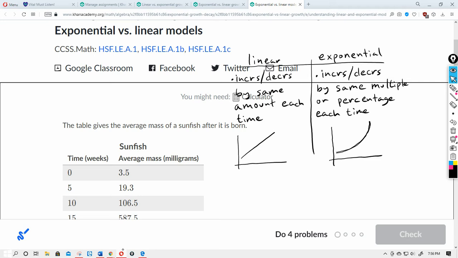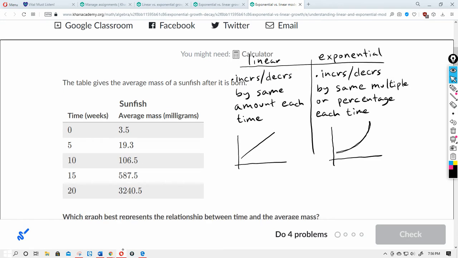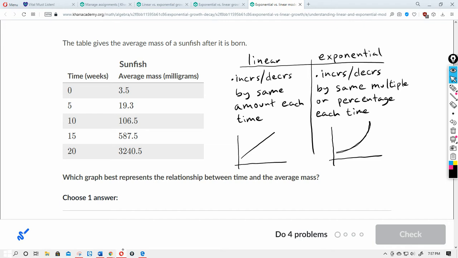Okay, this will be for the con assignment, exponential versus linear models. I took some notes here on the right-hand side as far as linear versus exponential. A linear model increases or decreases by the same amount each time. Okay, so you can see the graph will just be a straight line. Remember, the word linear contains the word line. So the graph is just a straight line.